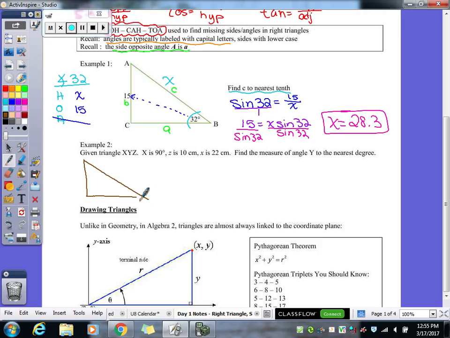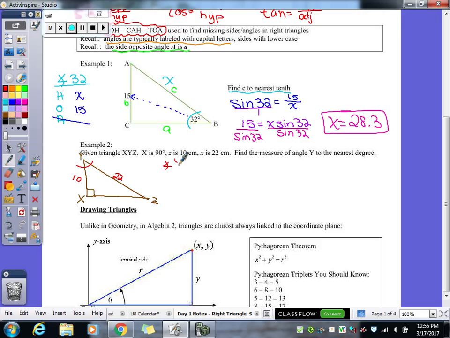Alright, so we are given triangle XYZ. They told us that X is the 90-degree angle. So then my other two ones, doesn't matter which one I call Y or Z. I'm just going to label my corners Y, Z. So they tell us that little z is 10, so I'm going to go to the opposite side for my z. There's my 10. Little x is 22. They want us to find the measure of angle y.